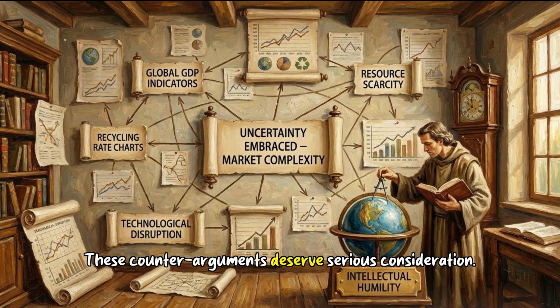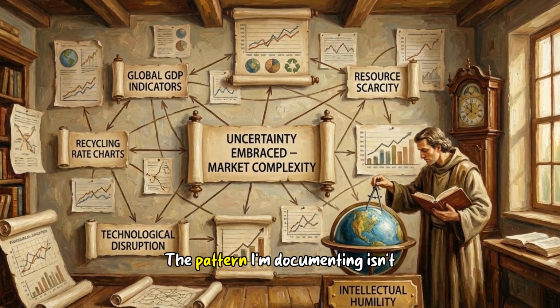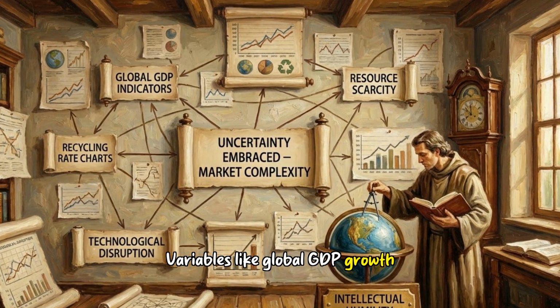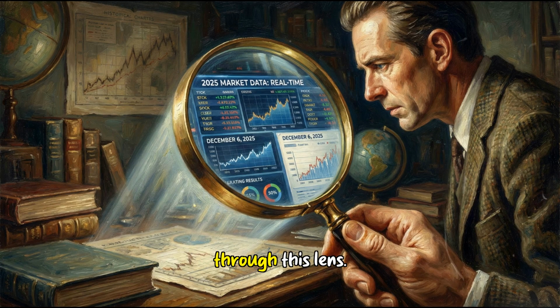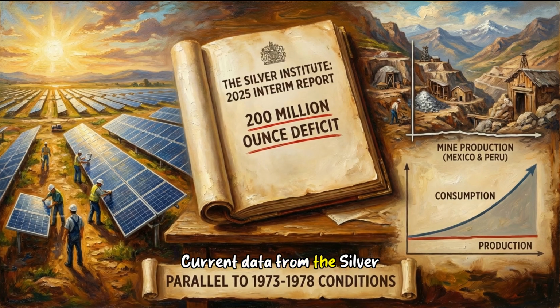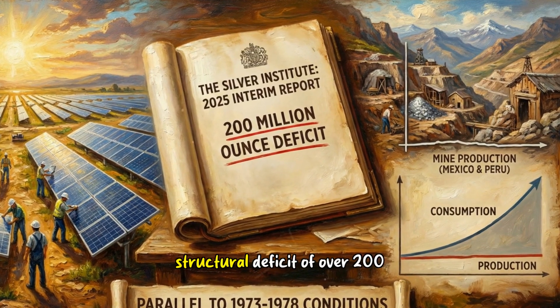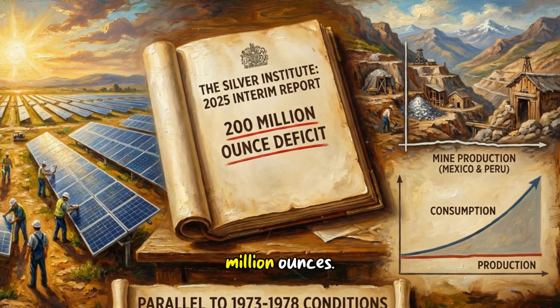These counterarguments deserve serious consideration. The pattern I'm documenting isn't guaranteed. Variables like global GDP growth and recycling rates are critical. Now let's examine current conditions through this lens. Current data from the Silver Institute's 2025 interim report shows the market is in a structural deficit of over 200 million ounces.